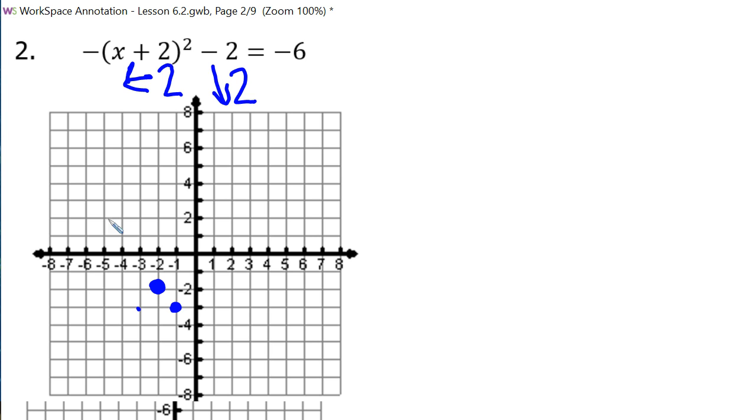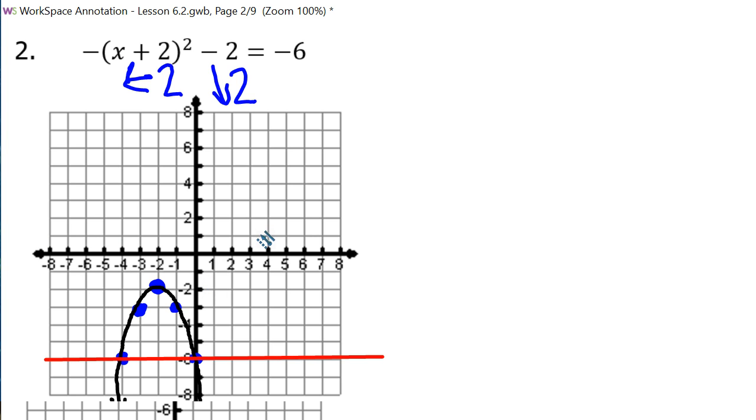If I go over 2, what is 2 squared? 4. So you go over 2 and down 4. And do we have enough room to go over 3 and down 9? No. So connect those points. The horizontal line goes through -6.